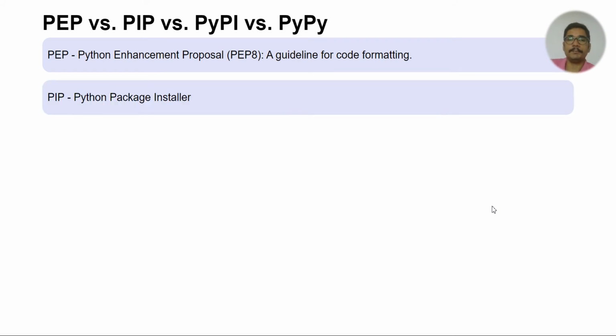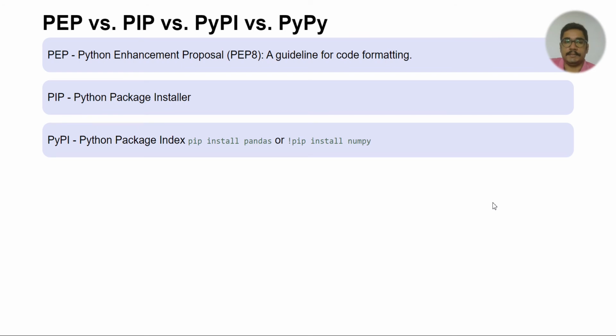Next is PIP. PIP is nothing but your Python package installer. That is very simple. When you want to install any package like NumPy or Pandas, you usually do pip install or pip3 install pandas or numpy or any other libraries. So it is for that.